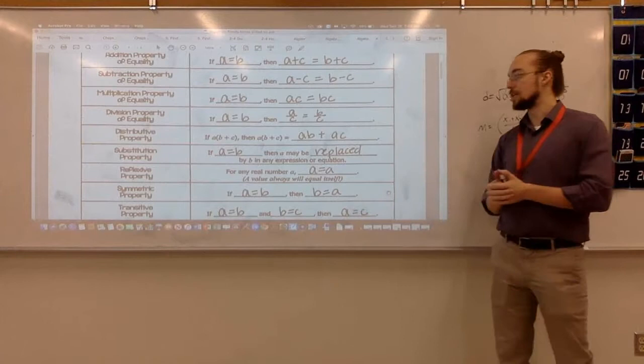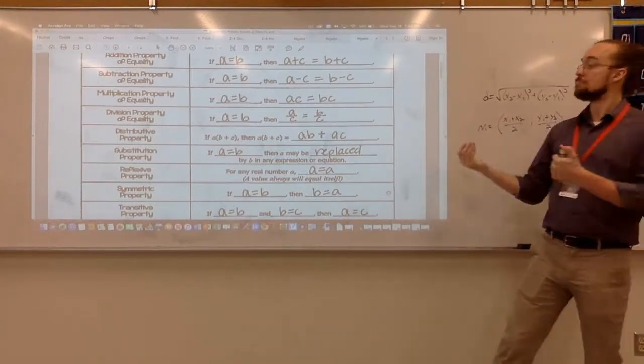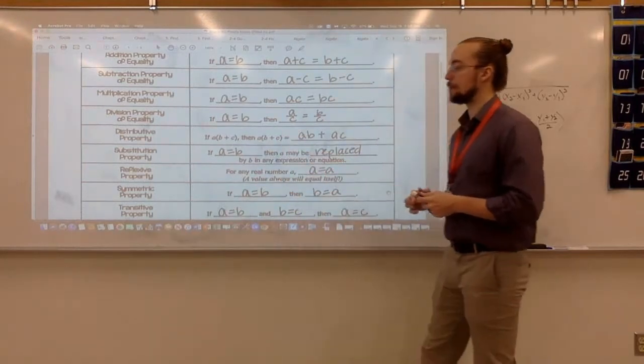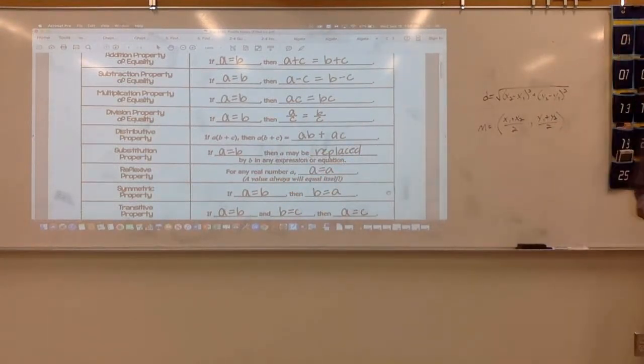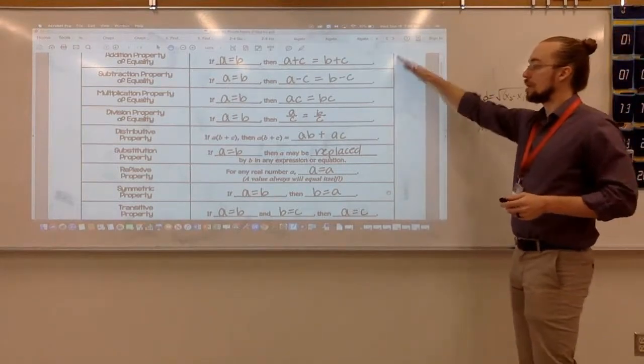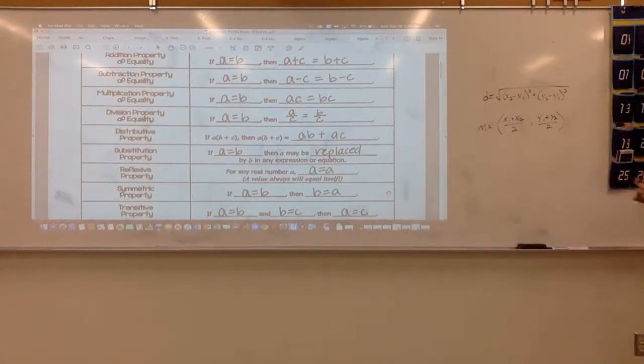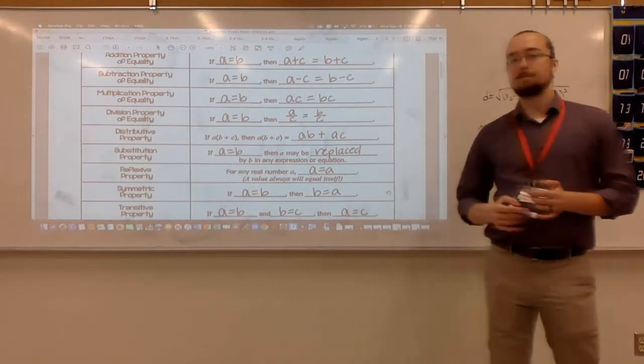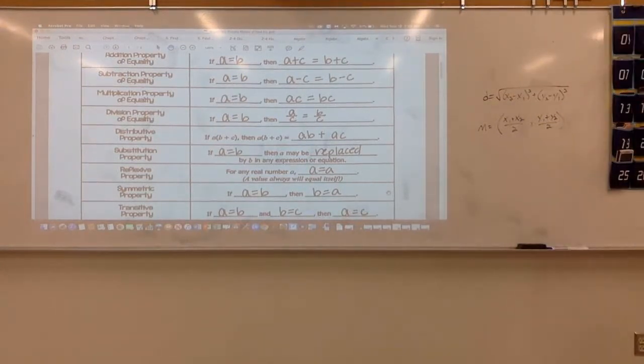I can divide both sides by the same thing. And then the distributive property. You guys know how to use the distributive property. And then substitution. We can replace different elements in an equation if I know they're equal. So copy those down real quick here. You've used these before. You just never used them to prove something, which is what we're going to start doing today.